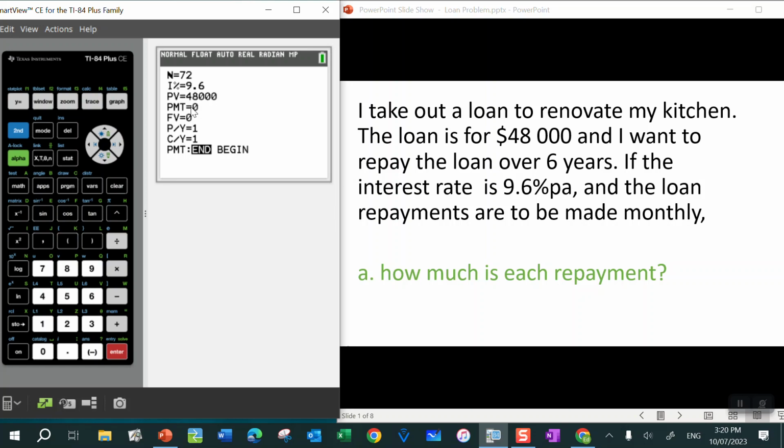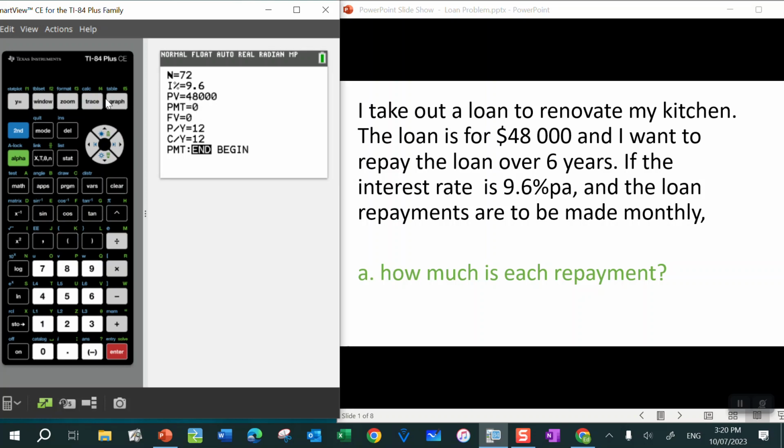Payments per year was 12. And when I press enter, it's going to default to 12 as well for CY. CY stands for number of compounding periods, and that's just about always the same as the number of payments per year. You don't have to worry about that. The payment is going to be made at the end of each month as opposed to the beginning. Okay, we're ready to solve it.